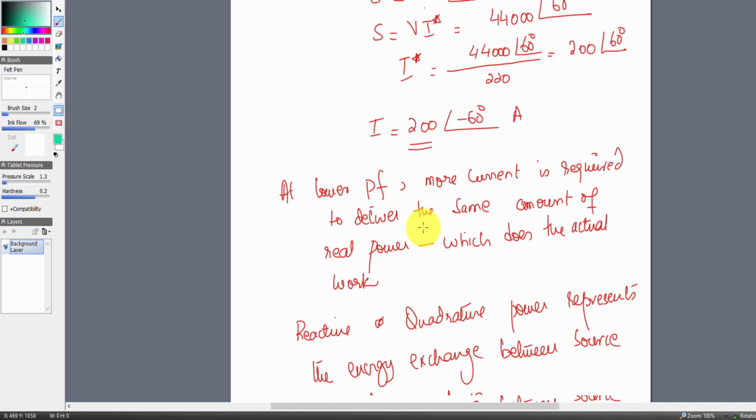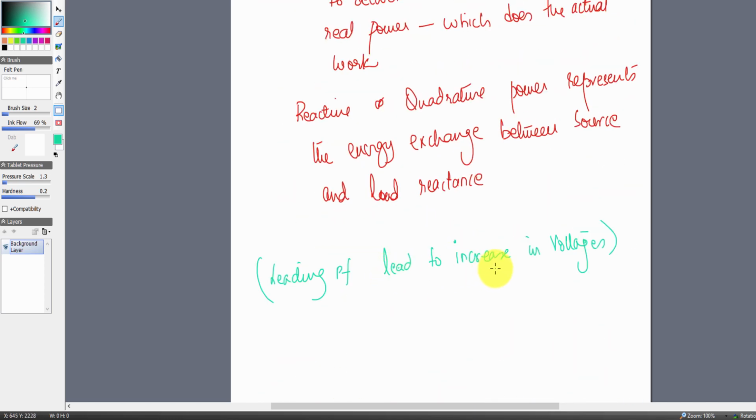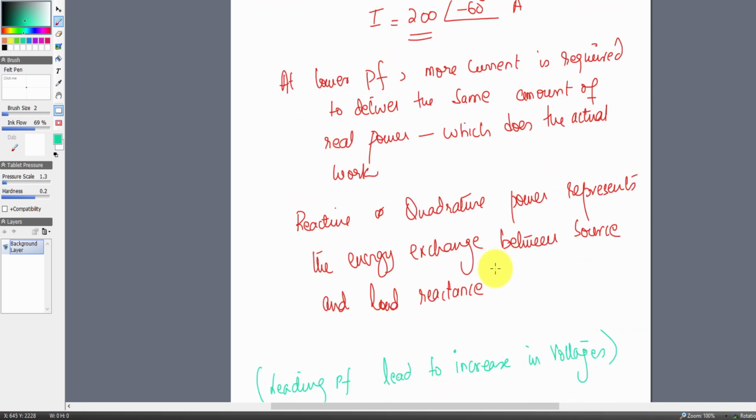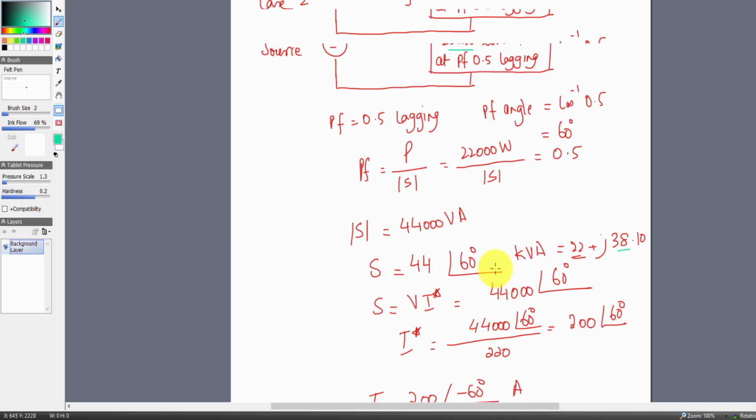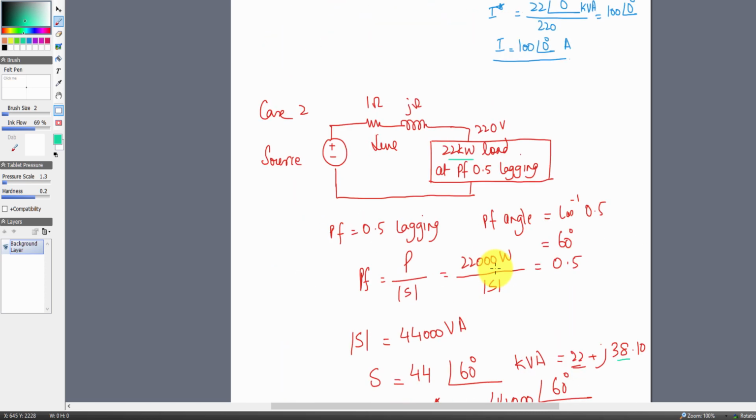And one last thing, leading power factors actually lead to an increase in voltages, so utilities do not like that to happen. If that's the scenario, they might use some kind of shunt inductance to bring the power factor from leading to slightly less than unity.